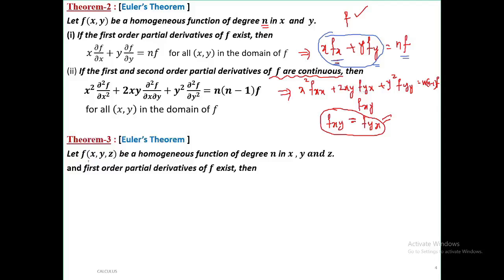If f of x comma y comma z is a homogeneous function of three variables of degree n in x, y, z, and first order partial derivatives of f exist, then the result is x into dou f by dou x plus y into dou f by dou y plus z into dou f by dou z is equal to n into f. Again same story. Since the earlier one was a function of two variables, we had dou f by dou x and dou f by dou y. Here there are three variables, therefore dou f by dou z comes extra. So n into f is the result.